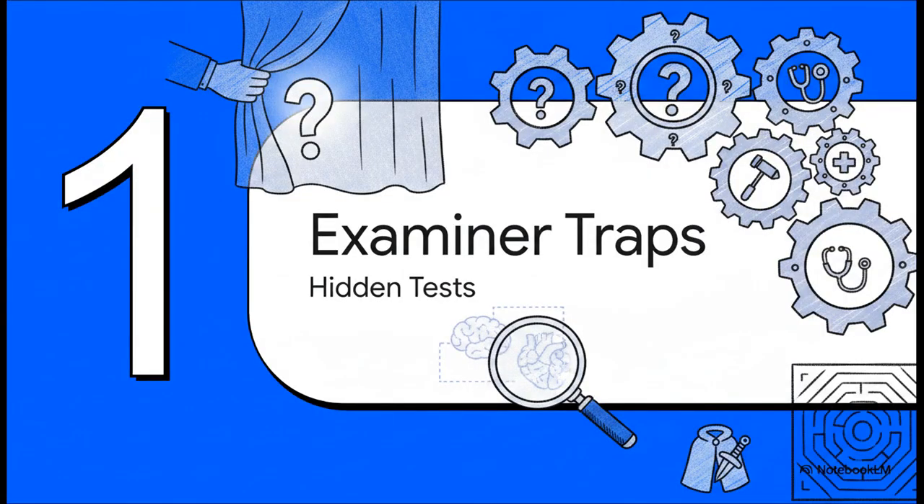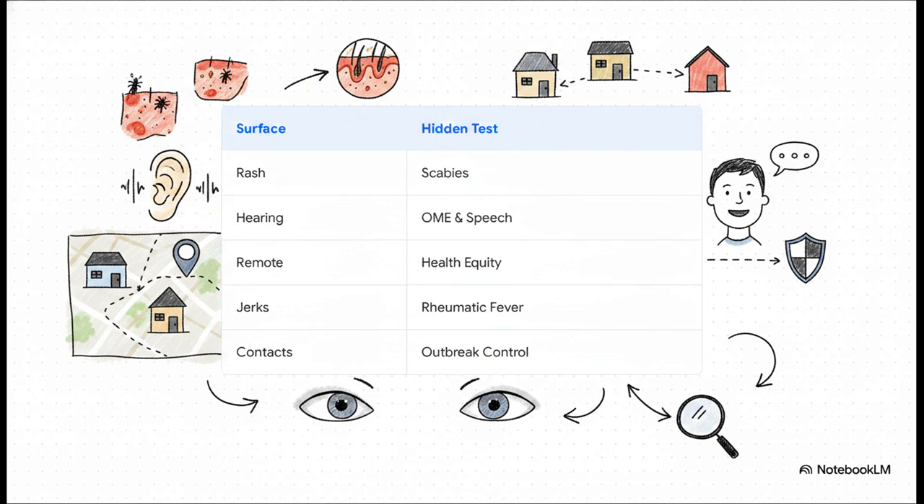Section 1, Examiner Traps and Hidden Tests. Now, what's really interesting about this is how it maps the surface illusion to the hidden reality. The examiner throws an itchy rash at you, right? But they are actually testing if you can recognize infected scabies and not just carelessly dismiss it as eczema. They mention a hearing concern, but they really want to see if you can interpret otitis media with effusion to protect the child's speech and school development. When they present a remote child, they're evaluating your ability to manage health inequity without ever blaming the family. It is all about looking past the obvious surface stuff to demonstrate your public health and developmental competencies.